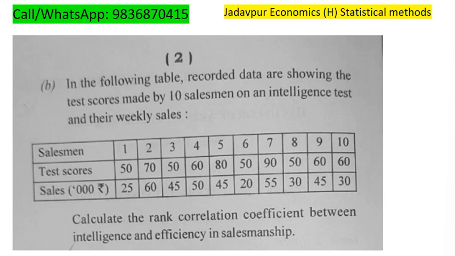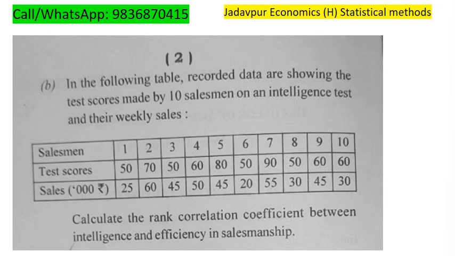Hello students, today we are solving a Jadavpur Economics Honours question for statistical methods. This question is on rank correlation coefficient. You get at least one question on rank correlation. This is very important. In the following table, recorded data are showing the test scores made by 10 salesmen on an intelligence test and their weekly sales.